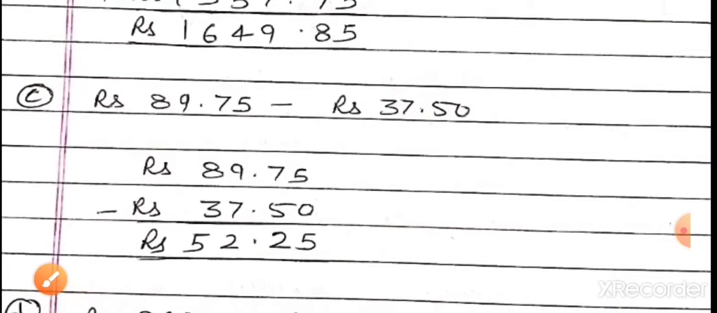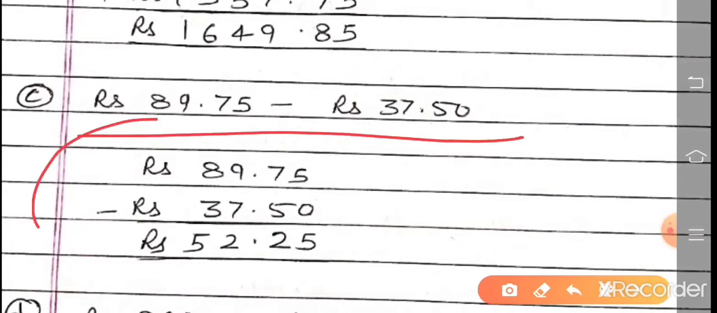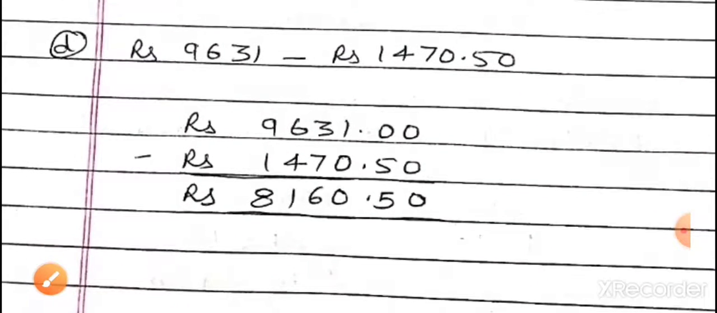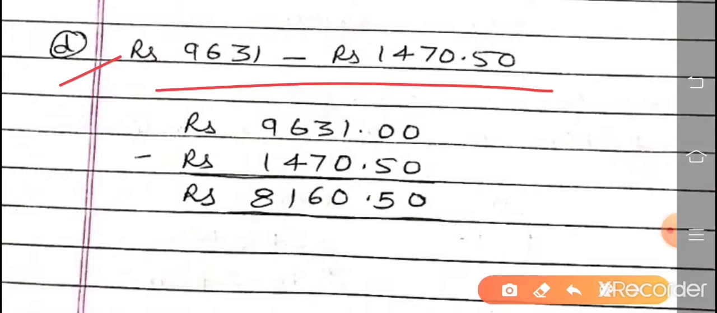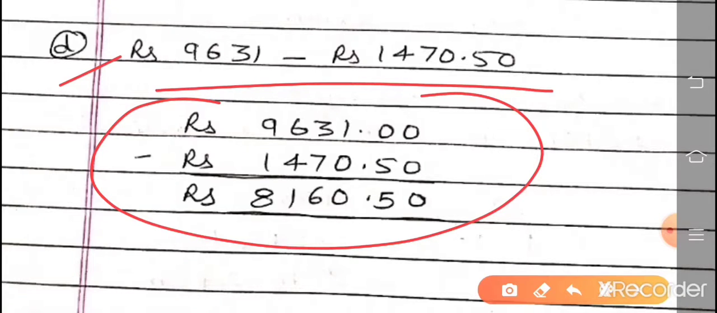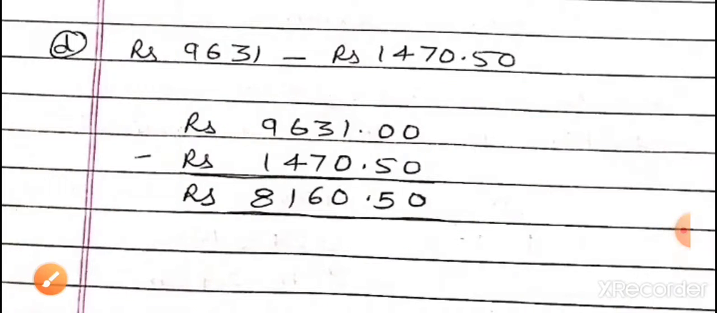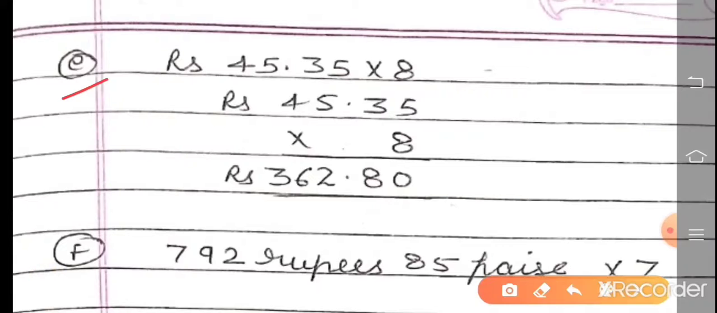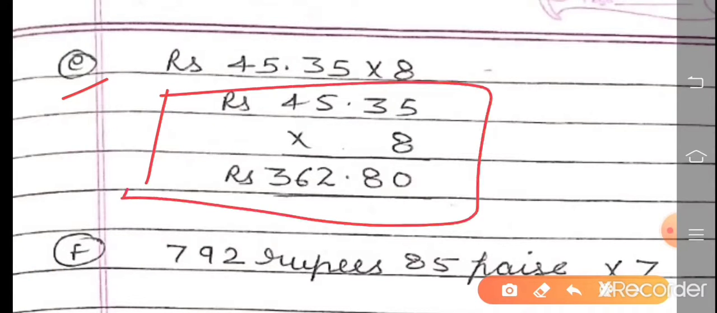Now the subtraction of rupees, so first arrange and solve it. D part, subtraction, so first arrange and then subtract. Okay, now next E part, here is multiplication. So arrange like this and multiply. This will be the answer.